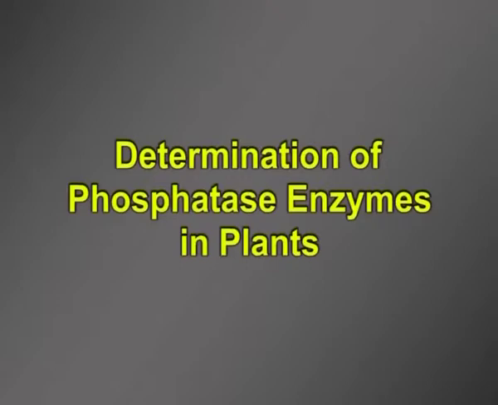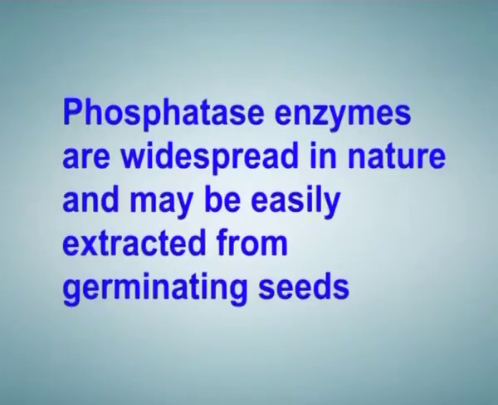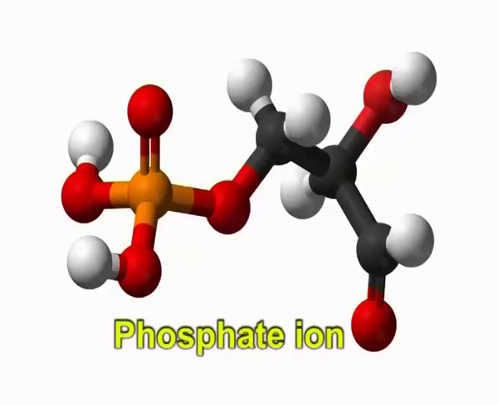Next, determination of phosphatase enzymes in plants. Phosphatase enzymes are widespread in nature and may be easily extracted from germinating seeds. They serve to remove phosphate groups from a wide range of organic phosphates and thus make available a metabolic pool of phosphate ion. The accurate estimation of phosphate is a complex process, so this protocol relies on a substrate which yields a product which is easily quantified by colorimetric methods.